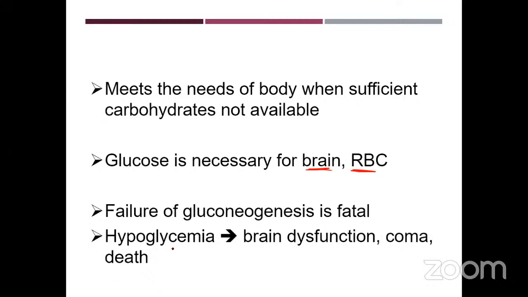So when there is hypoglycemia, when blood glucose level falls due to decreased supply of glucose, decreased blood glucose level will result. That will cause brain dysfunction. Why? The brain depends upon glucose for its energy, and as a result of brain dysfunction, coma and death can happen.